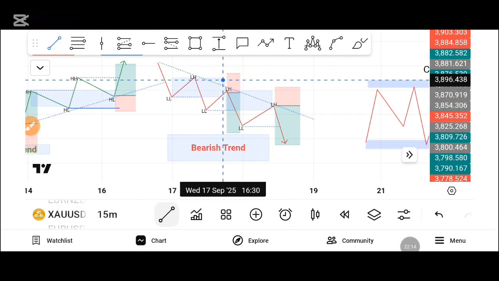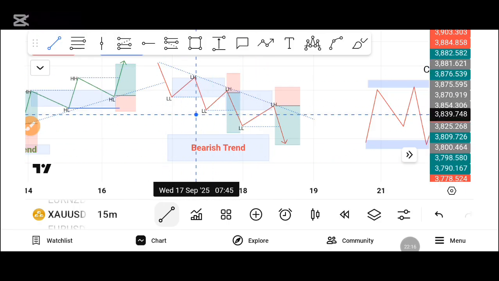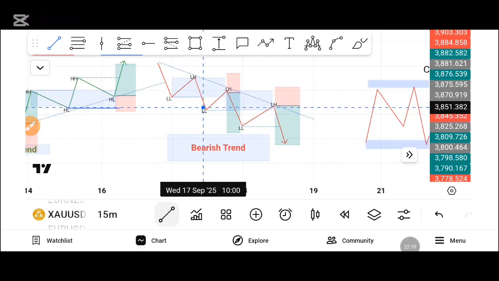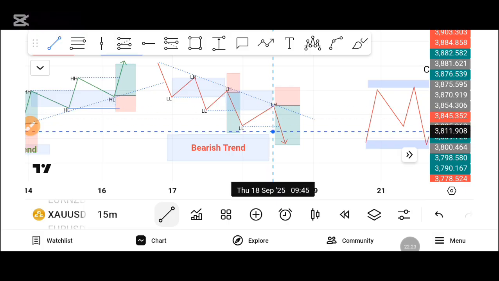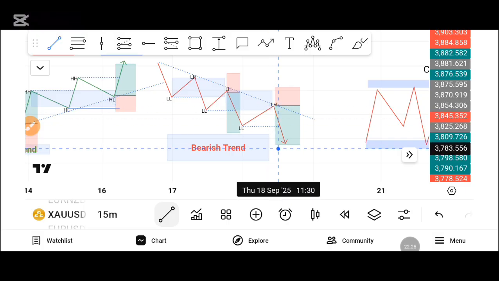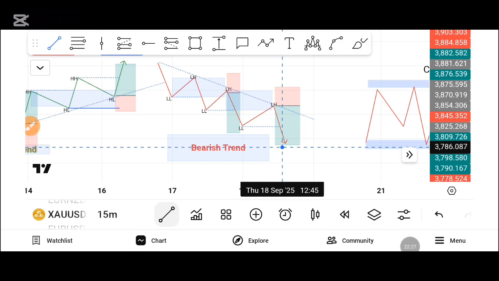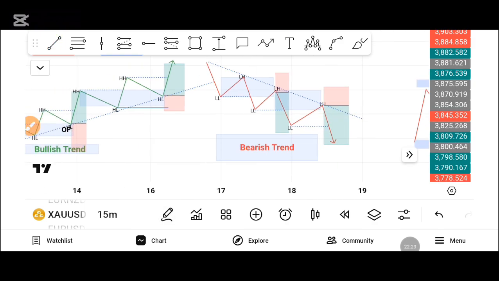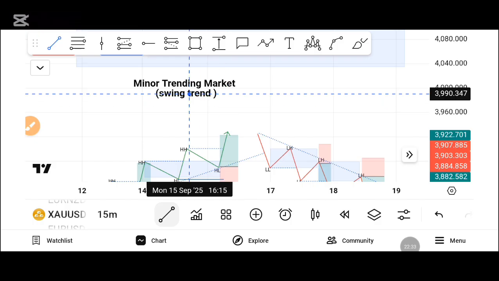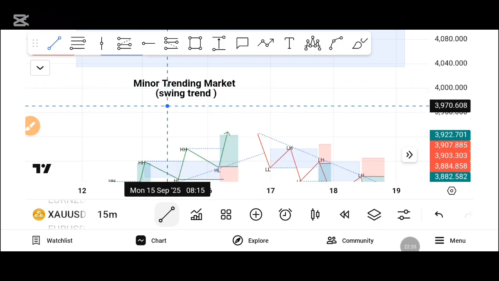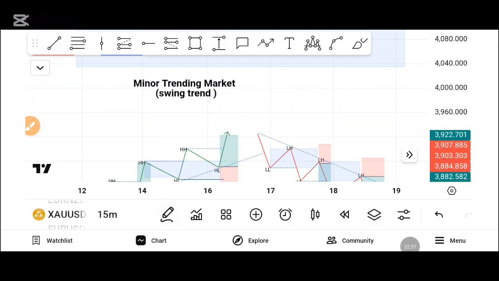In this bearish trend, price gives us a lower low, lower high, lower low, lower high, lower low, lower low, and lower high and lower low. Alright, so that is it. I hope you understand this particular minor trending market swing trend. Hope you understand it.